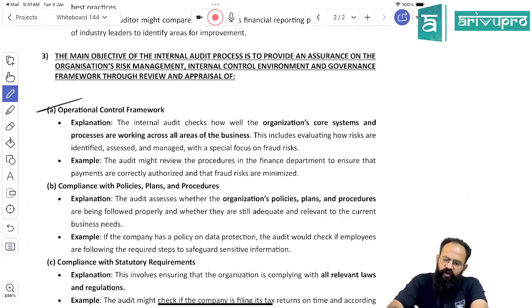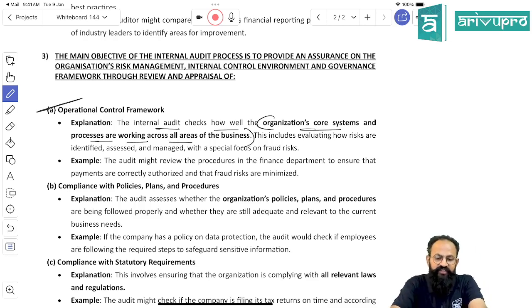Yes, first one, operational control framework. Now what is that? The internal audit checks how well the organization's core systems and processes are working across all areas of the business. So I will check the organization's core systems. What do you mean by that? This includes evaluating how risks are identified, assessed and managed, with a special focus on fraud risk.